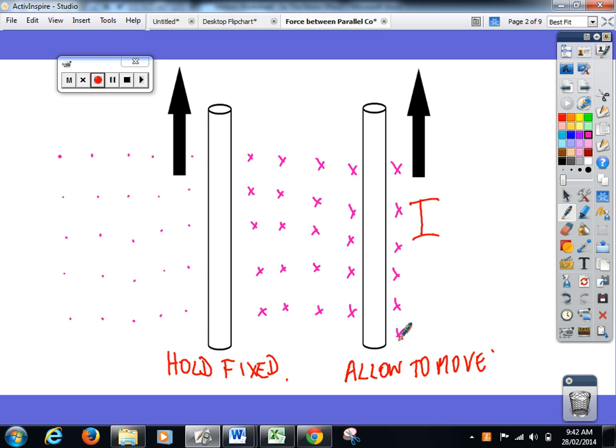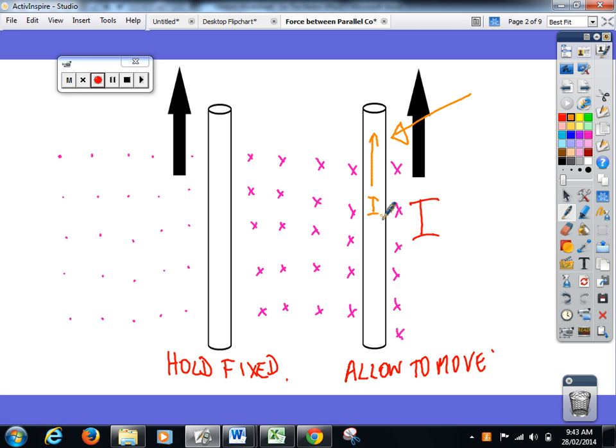Are we okay with this? Please remember, I can repeat this at any time with the one that is held fixed. Sorry, allowed to move, and hold that one fixed. Right, now all we are going to do is look at the second conductor, this one over here. And we know that it carries a current in that direction, and also it is now in the presence of a magnetic field that's going into the board.